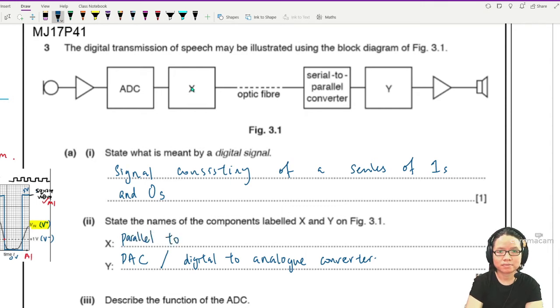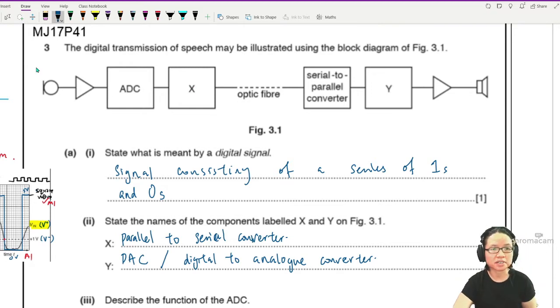Bonus. Okay, because what we're doing is we are reversing what we have done to the signal from analog. After the sampling, we will get a bunch of ones and zeros. And then here we want to stitch back to get analog.